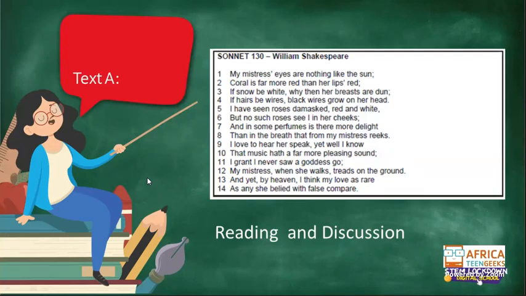What would you say the theme of the sonnet is?